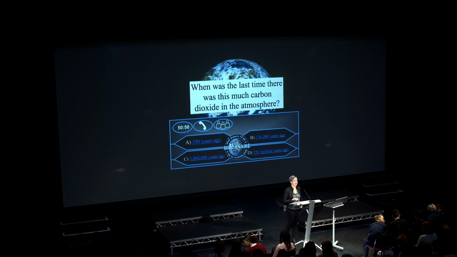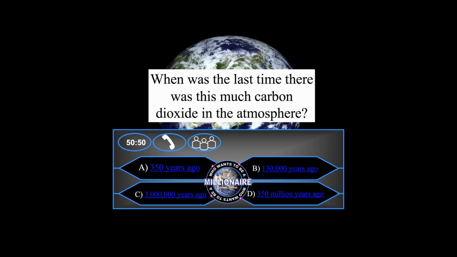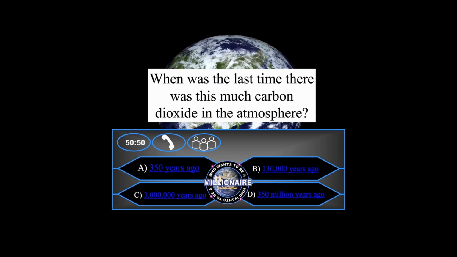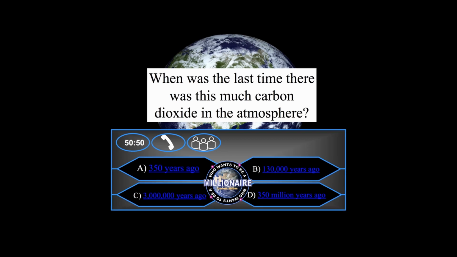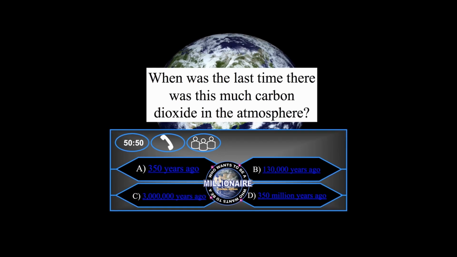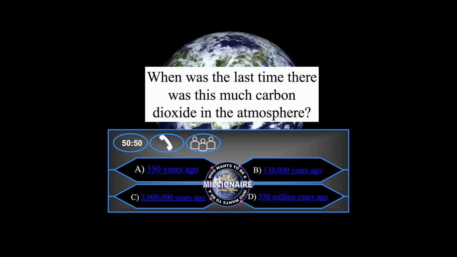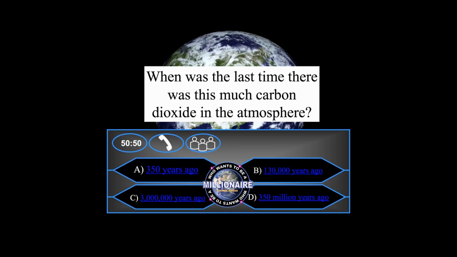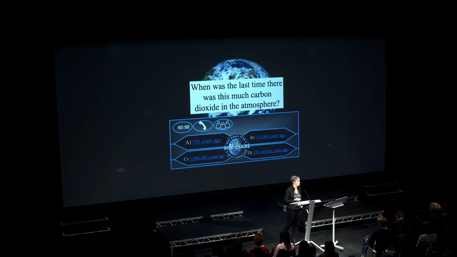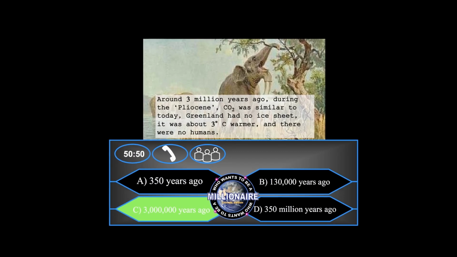Okay, hands up if you think it is A, 350 years ago. Can't see any, I don't think. B, 130,000 years ago. Yeah, we've got a few, so that's the last time we've had ice age cycles. That was a period when it was warm before the most recent ice age. C, 3 million years ago. Yeah, a few of you. And D, 350 million. All right, so you went for the most dramatic. It was 3 million, so well done to you.